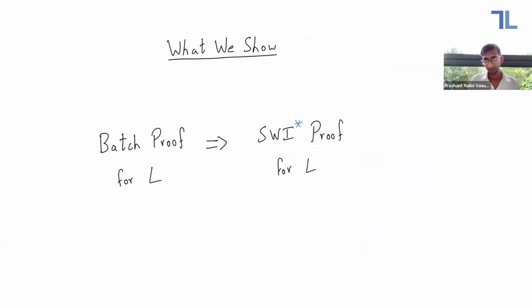So the partial answer that we have, at least the approach to answering this question, is the following. What we show is that if your language has a batch proof, then it also has some other property, right? And if this other property is something that you do not expect SAT to have, then you would expect SAT does not have batch proofs, right? And the specific property that we show is that if your language has a batch proof, then it also has a different kind of interactive proof that is called an SWI star proof. All of this I'm going to define in a moment, but this is going to be our approach. Okay.